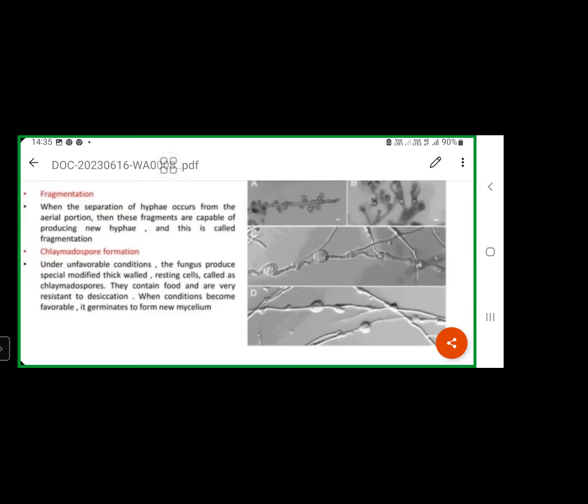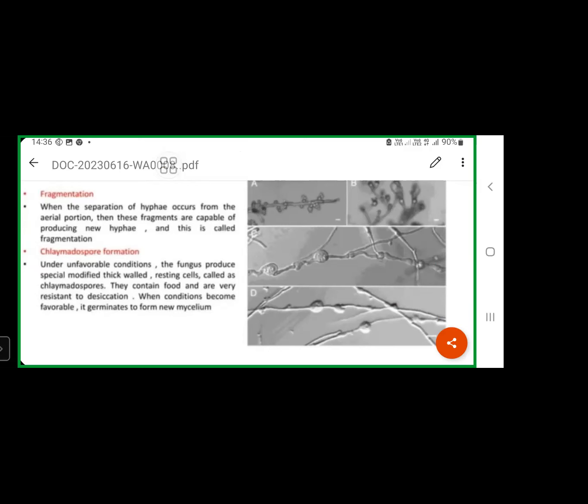Next, the second method of vegetative reproduction is chlamydospore formation. Chlamydospore formation takes place whenever conditions are unfavorable, that means during adverse conditions. How are these chlamydospores produced? The mycelium consists of many cells, and these cells are surrounded by thick walls. These thick-walled structures are called chlamydospores.